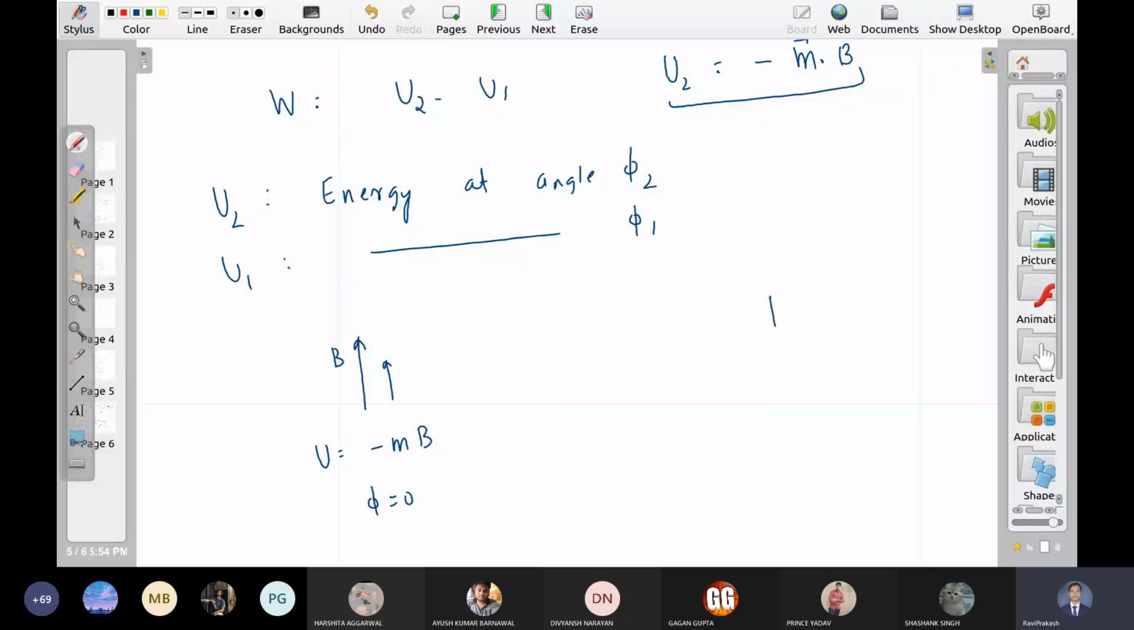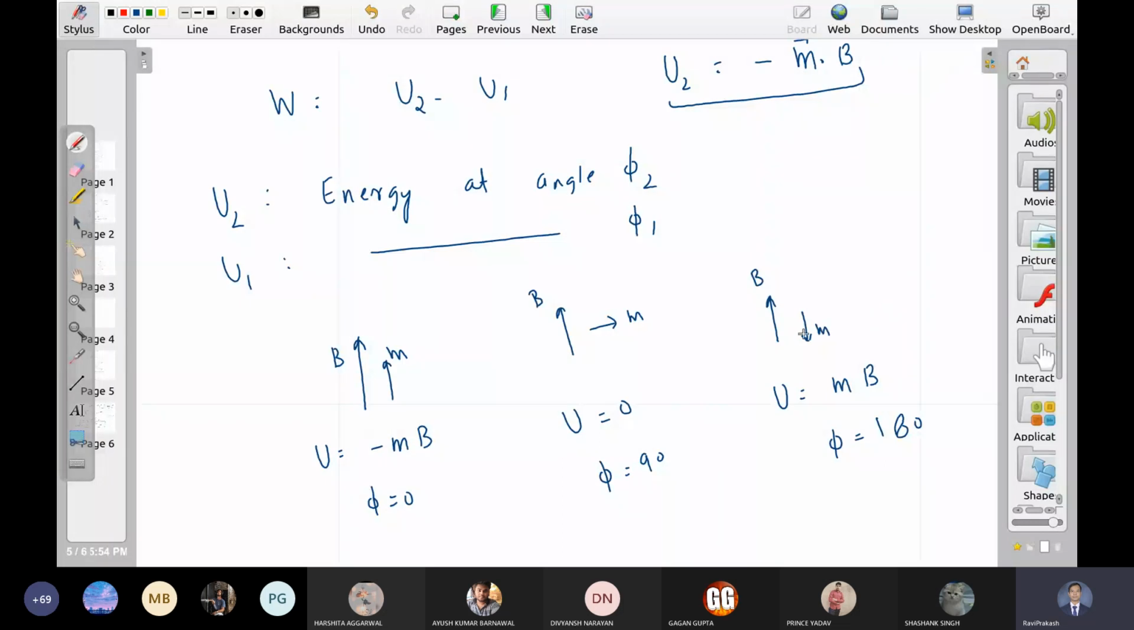If they are anti-parallel, they are in the unstable state. How much is the energy? Maximum. Why? Phi is equal to 180. This is an intermediate state. How much is the energy here? 0. Angle कितना है? 90 degree. This is B, this is M.